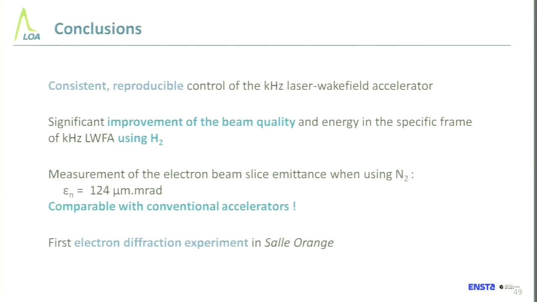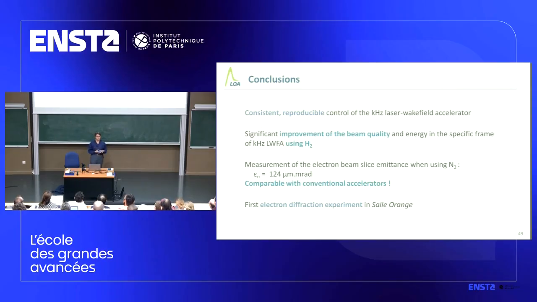So this brings me to the conclusion. First of all, we have in Saint-Laurent a consistent and reproducible control of the kilohertz laser-wakefield accelerator. During my PhD, we significantly improved the beam quality. Using hydrogen, we got higher charge, better beam profile, and higher energies. We were able to measure a normalized emittance of only 124 micrometers milliradians, which is comparable with conventional accelerators. And we made the first experiment of electron diffraction in Saint-Laurent.